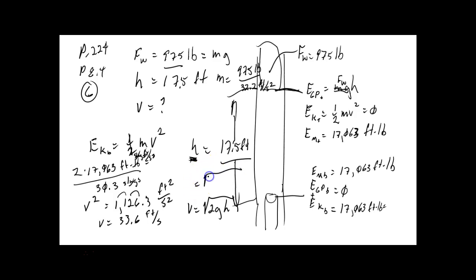So let's see if this will work here. Here it's the square root of 2, but we use the U.S. customary, 32.2, and the height was 17.5. Okay? And the 32.2 was feet per second squared, and this is in feet. So this should give it to us too. 2 times 32.2, that's 64.4 times 17.5.